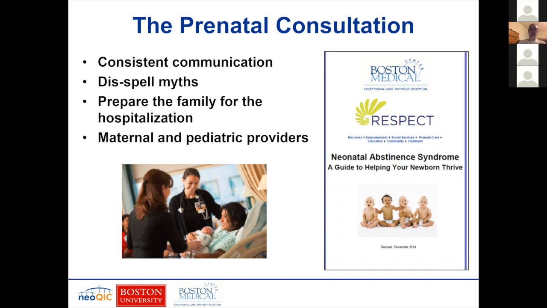Because one thing that I've found to be problematic, working at other places, is if they're told one thing by one provider and something else by someone else. So making sure that the messaging is the same, no matter who is communicating that, is really key. And the goals are really to dispel any myths about NAS and about the process, to really prepare the family for the hospitalization, and ideally to involve both the maternal and the pediatric providers in the conversation.